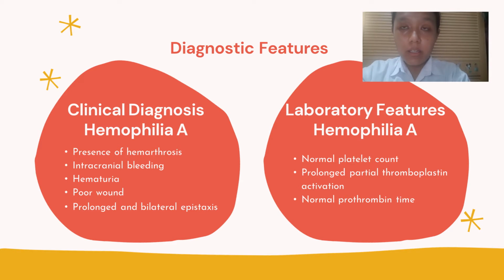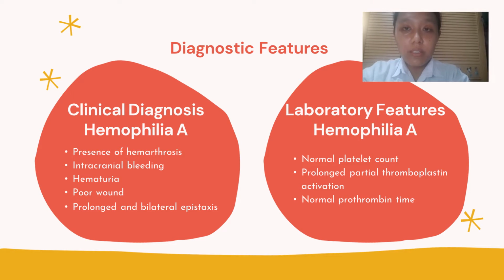Clinical diagnosis that can be found in a patient with hemophilia A includes, first, the presence of hemarthrosis along with minor or no previous trauma. The second is intracranial bleeding without previous trauma. The third is hematuria. The fourth is poor wound healing after surgery or trauma. And the fifth is prolonged and bilateral epistaxis.